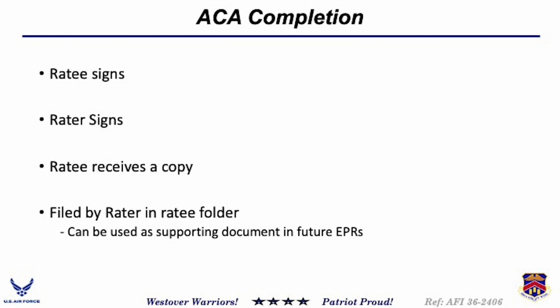So once the ACA is completed, the ratee is going to sign the form, the rater will sign the form, the rater will copy the form and give one to the ratee, and then it will be filed by the rater in some form of a folder, whether that be on a drive somewhere or just a ratee's folder, and it can be used as supporting documents for future EPRs within the time frame.